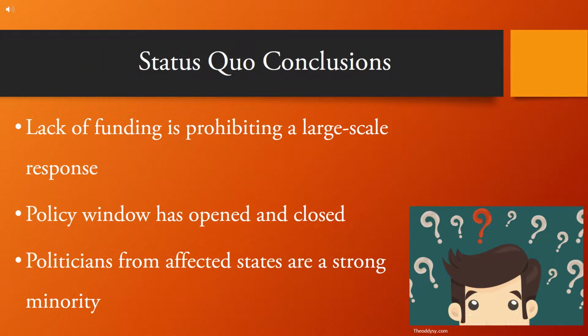Conclusions of the status quo are that a lack of funding is prohibiting a large-scale response. Each agency must scrape together excess funds individually. There is no unified response throughout the affected government agencies. The drought and initial onset of bark beetle brought widespread media attention. However, politicians from affected states are a strong minority, and the policy window has seemingly opened and closed.